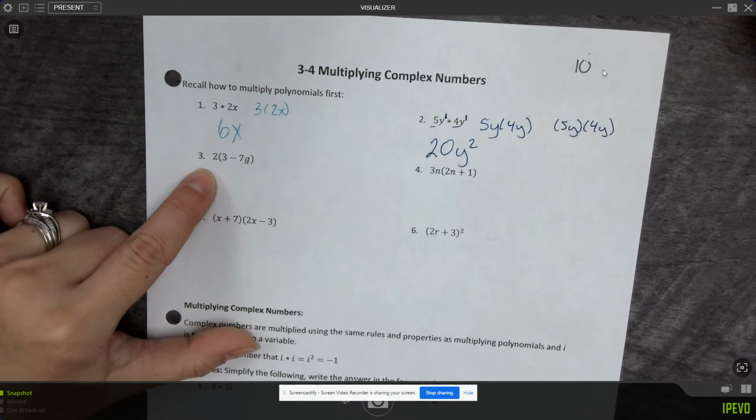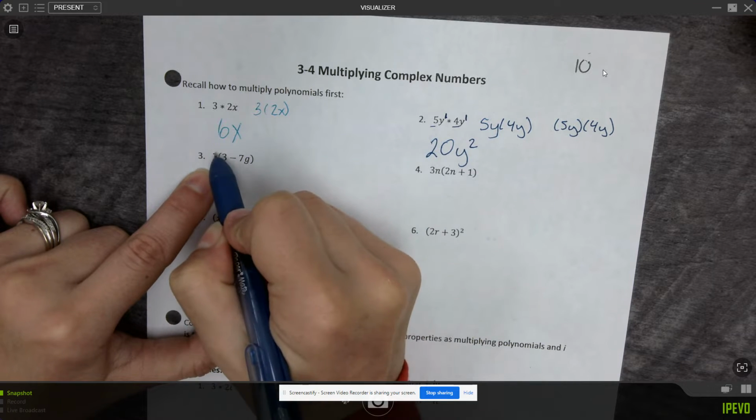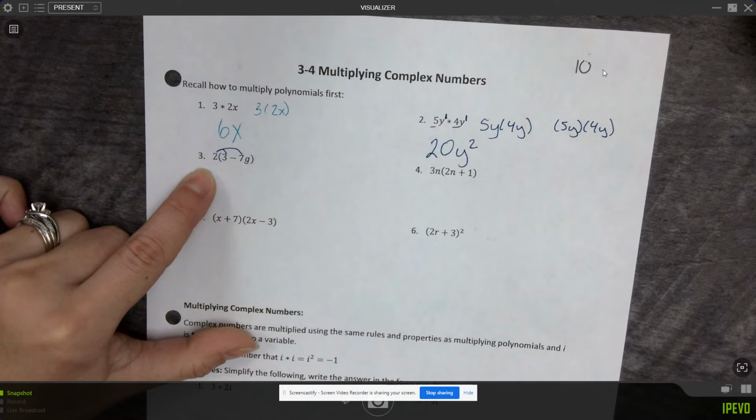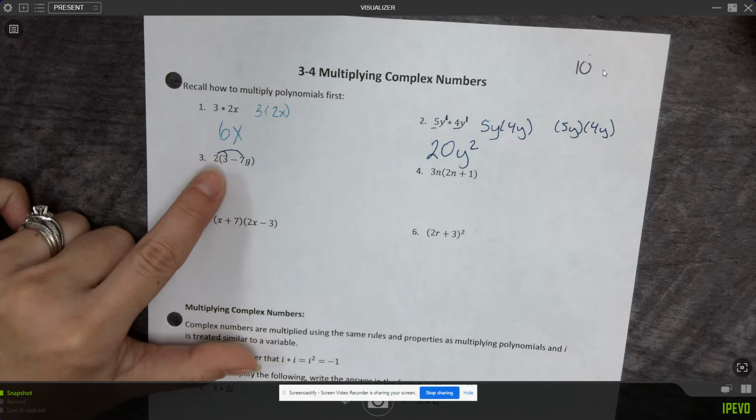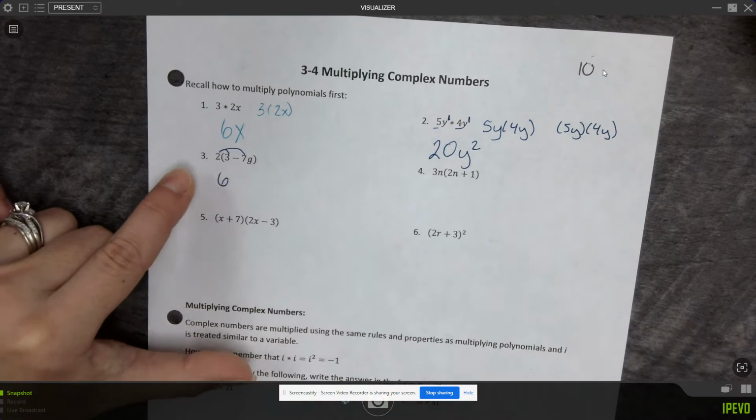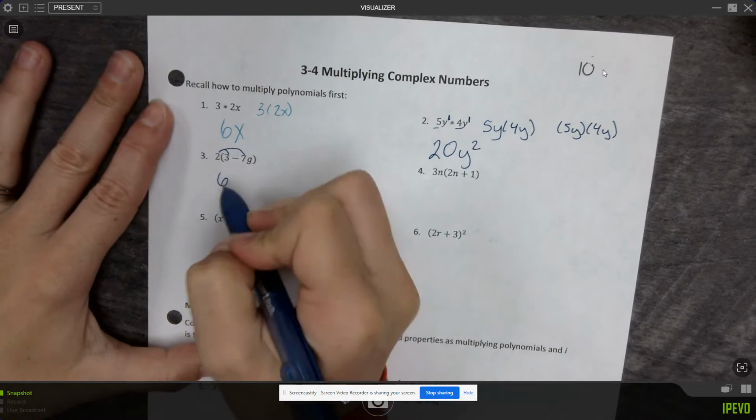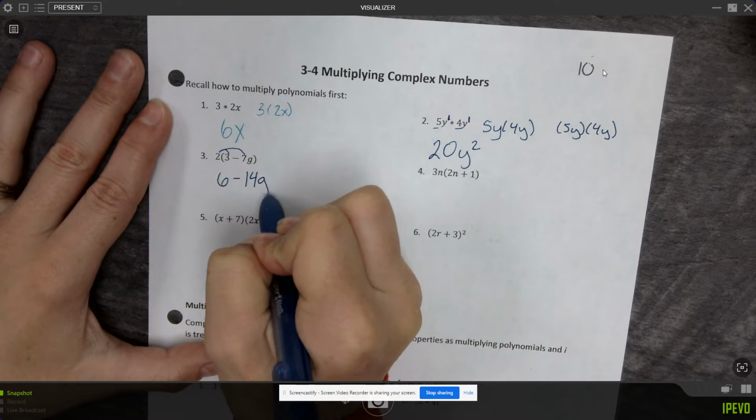In example number 3, you should know that you should distribute. You'll multiply when you distribute, so 2 times 3 is 6, and 2 times negative 7g would be negative 14g.